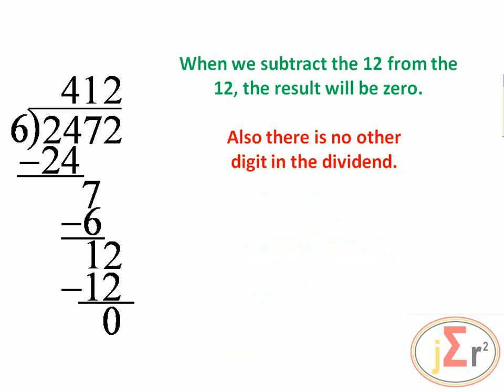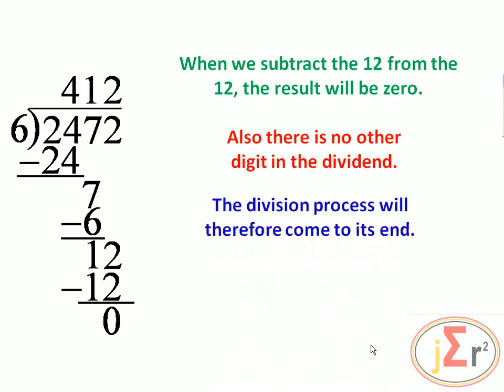Also, there is no other digit in the dividend. We have used up all of the numbers that we have here. The division process will therefore come to its end, because we have used up all of the numbers that we have there. The quotient, which is the answer, will therefore be 412. And that was represented on the previous slide by which option, if you can remember, Jerry? Option D. Right, you're on your game.